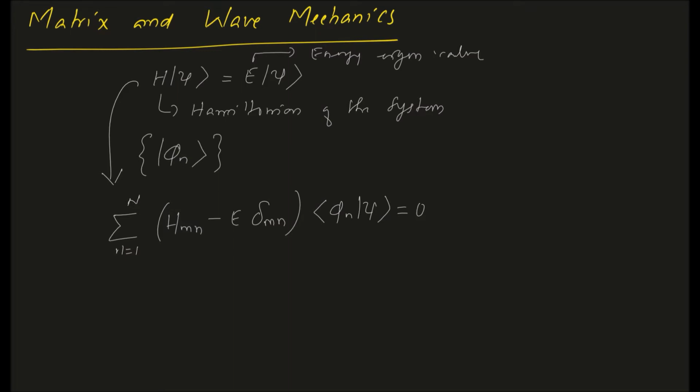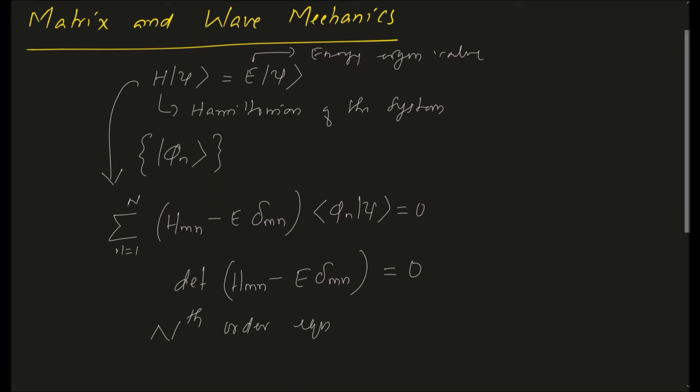And if you are getting confused how to get this expression, please see the matrix representation of eigenvalue problem that we have discussed earlier in the semester. Then when we have a system of this kind, the system will have a non-zero solution only if this determinant h mn minus E delta mn equal to 0. So this basically gives us an nth order equation in the eigenvalue E.